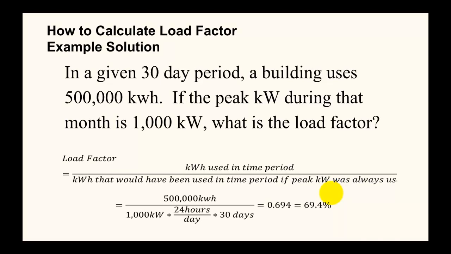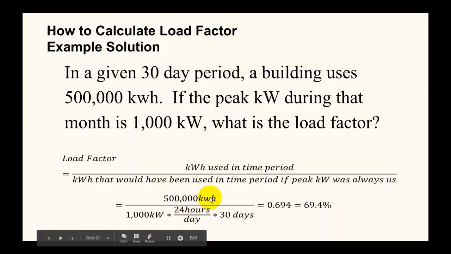So let's look at an example problem. If in a given 30-day period, a building uses 500,000 kilowatt hours, and the peak during that month is 1,000 kilowatts, what's the load factor? So using the formula, we plug in the kilowatt hours used in that time period, the 500,000, and then we plug in the kilowatt hours that would have been used if the peak kilowatt was always used. So we have 1,000 kilowatts multiplied by 24 hours a day because it would be always used, and we have a 30-day time period. We do the calculation, and we get 69.4%.